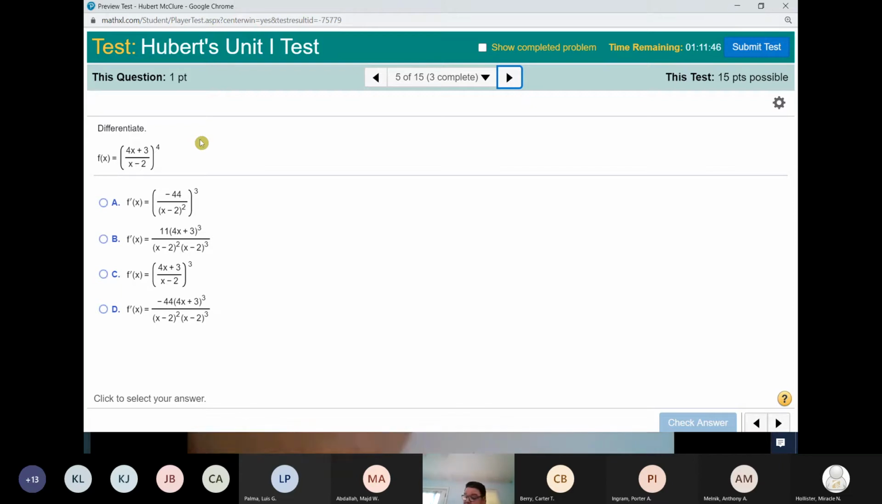So f of x is equal to 4x plus 3 over x minus 2 raised to the 4th power. Is this a nested problem? Yes or no? What does nested mean?